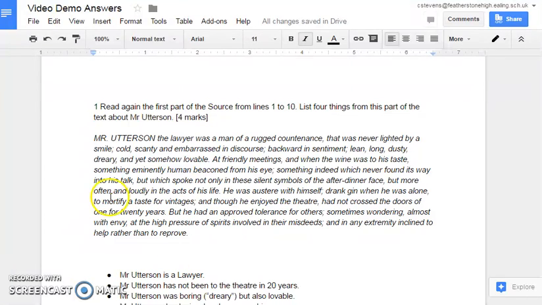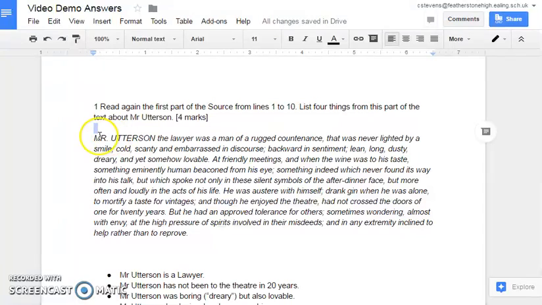So, first tip, you read the question and you work out where you are meant to get your information from. It's really important. So it says, read again the first part of the source from lines 1 to 10. List 4 things from this part of the text about Mr. Utterson. You then, after you've checked where you're looking, look at what you're meant to get information about. You must only get information about that. Nothing else. Only the thing that you have been asked to look for.